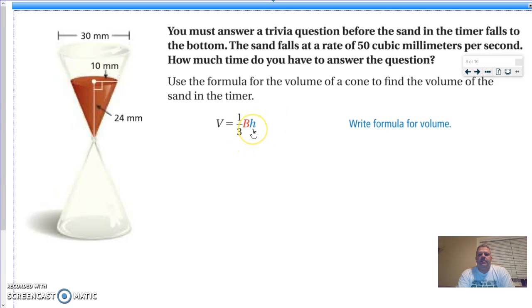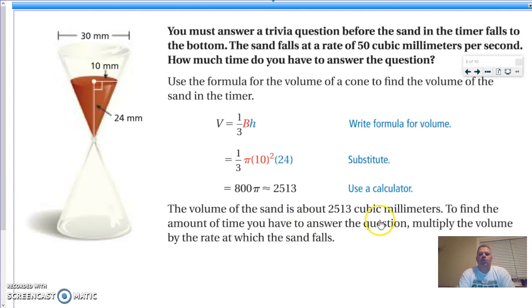1/3 area of the base times the height. In our example here, the radius of the base is 10. So we are going to substitute those in. 10 squared times 24 times pi times the 1/3. This is 100 times 24, which is 2,400. Therefore, we will get 800 pi, or 2,513 cubic millimeters. So we have that many cubic millimeters in our timer.